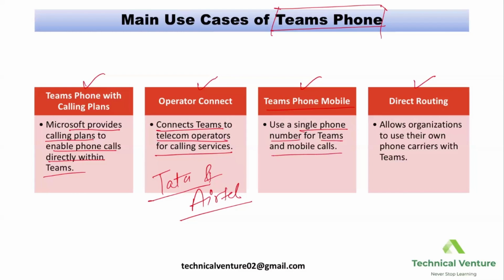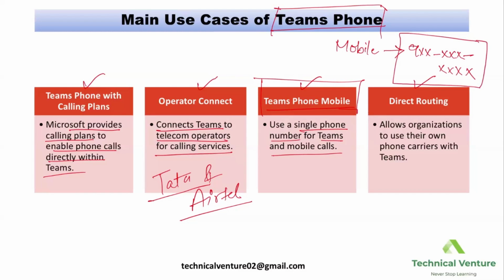What does that mean? Let's say you have a mobile number, an official number, right? Now, if you use Teams Phone Mobile, you can use the same number that you are using on your cell phone on your Teams as well. So we can assign the same number to your Teams application, or I can say to your users, so that whenever you are logged in with Teams, you will be able to see the same number, right? That means a single phone number for Teams and mobile calls.